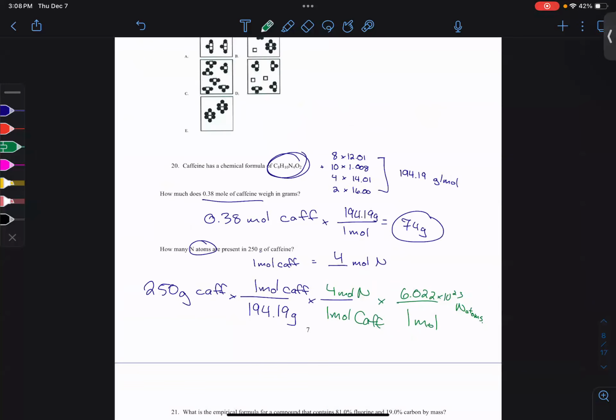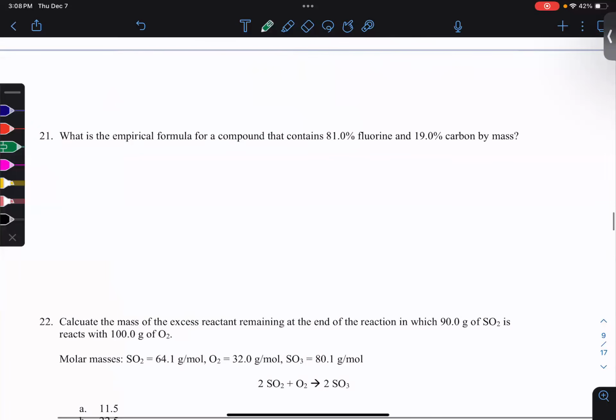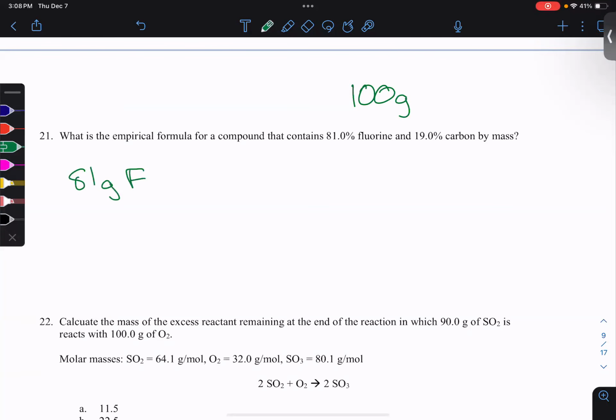Perfect, okay. So let's keep going. What is the empirical formula of the compound that is 81% fluorine and 19% carbon by mass? Yeah, so how do we get started? I want to make an assumption. What should I assume? If I have 100 grams of sample, that means I have 81 grams of fluorine and 19 grams of carbon.